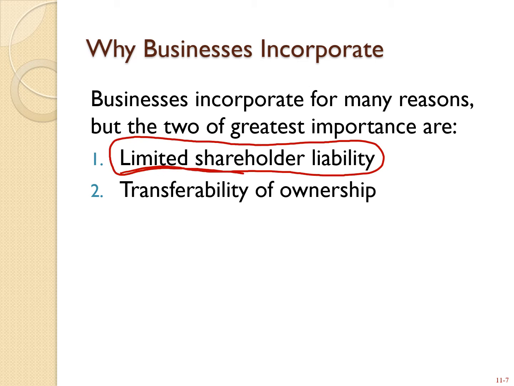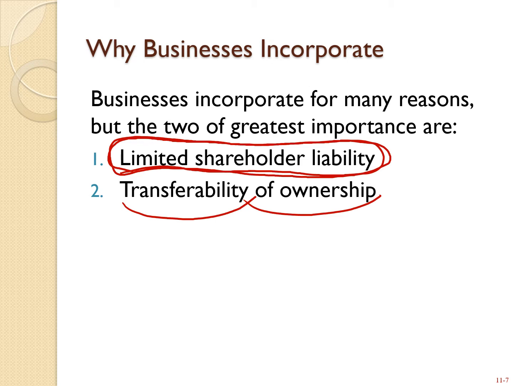So now if Spinneys defaults on a bank payment, the bank can go to the owner of Spinneys and sue them and maybe claim their houses. But when it's an incorporation, they cannot do this. Also, another advantage is the transferability of ownership.